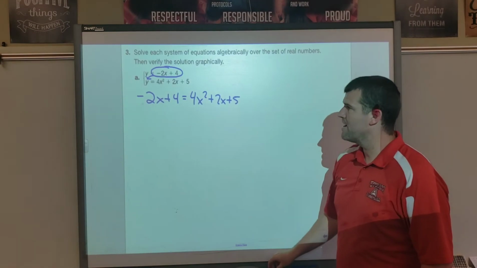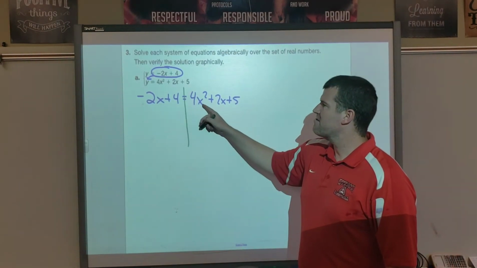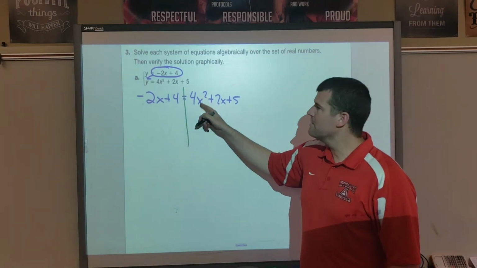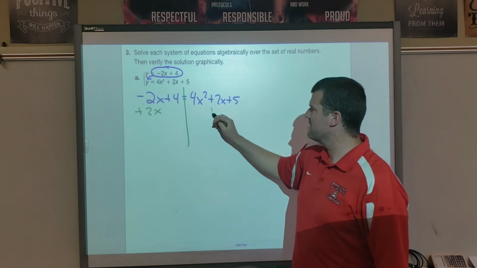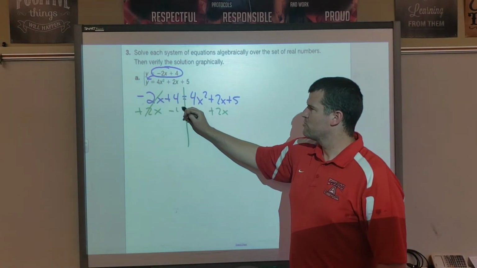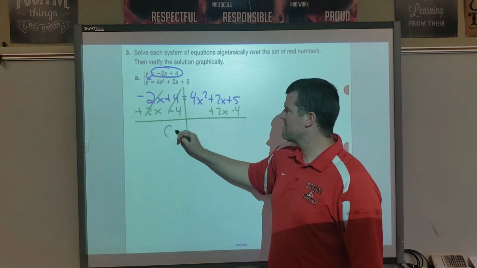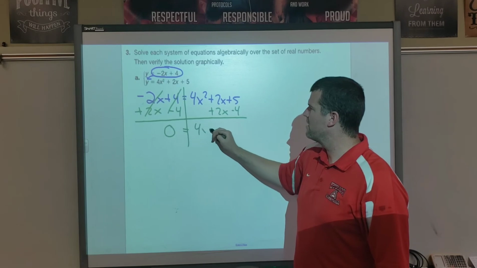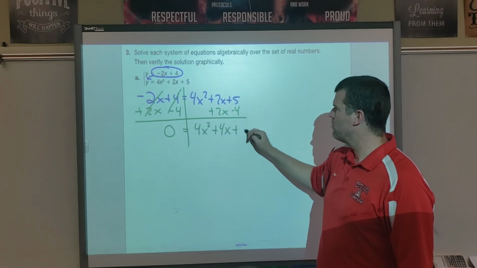Well, to solve for x, we need to put it in standard form. My x squared is positive, so I'm going to leave it here. To move the negative 2x, I'm going to add 2x to both sides. To move the positive 4, I'm going to subtract 4 from both sides. And that gives us 0 equals 4x squared plus 4x plus 1.